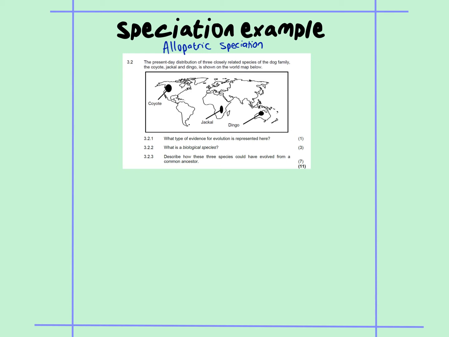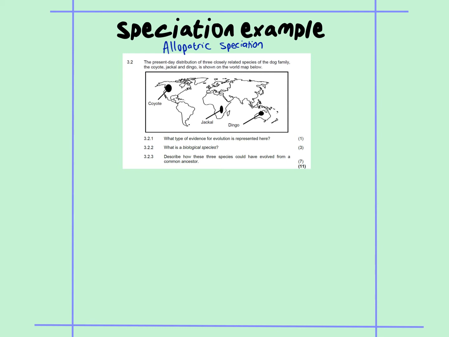But this question looks at the present-day distribution of three closely related species of the dog family, coyote, jackal, and dingo, being shown on the world map below. What type of evidence for evolution is represented here? Now remember, we get fossil evidence, genetic evidence, biogeography, and this would be biogeography, which is the present-day distribution of living organisms across the world. What is a biological species? A group of individuals that look similar, can interbreed, and produce fertile offspring.